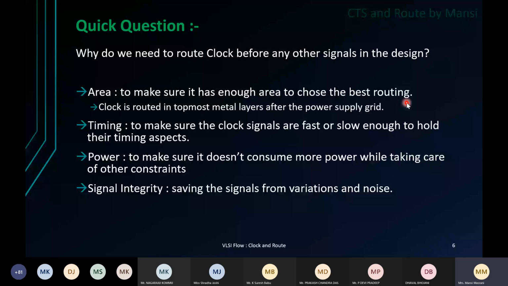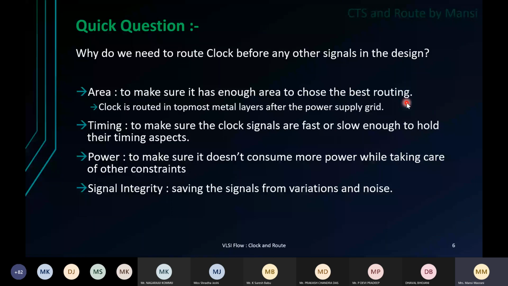They are very power hungry. So to balance all the power targets, we will need to make sure that we route the clock before, optimize it properly, and then route the other signals. And the final thing is signal integrity, where we will save the signals from the variations and noise.